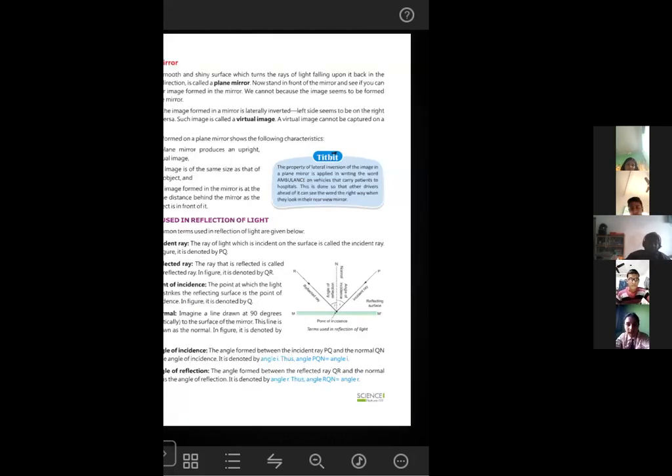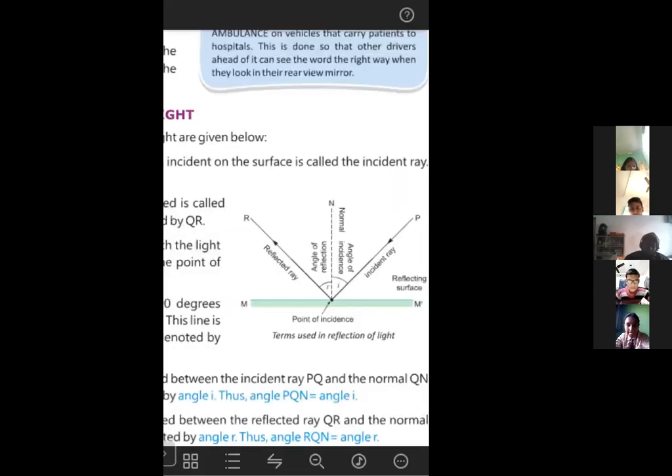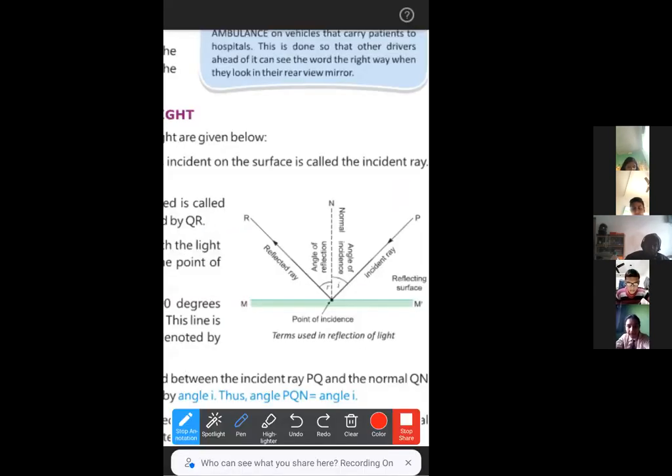So when the light ray is falling on the smooth surface, here it is a mirror, that ray is called the incident ray. That means the light ray that is falling on any surface is called the incident ray. Then the light ray that is getting reflected by the smooth surface is called the reflected ray. And the point at which the light ray is getting reflected is called the point of incidence.